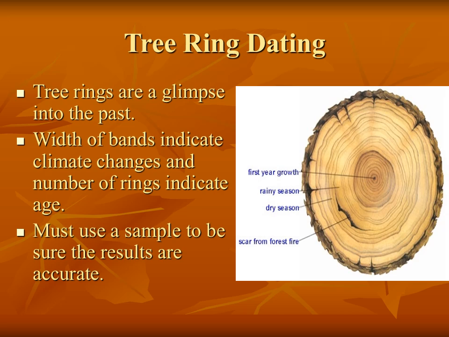To use tree ring dating, you must use a sample to be sure the results are accurate. So you must take samples from several different trees in an area to make sure that you get the same information about climate and age in one area.